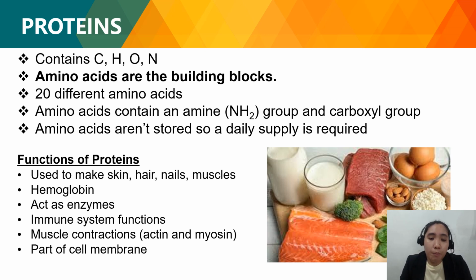And then, for the functions of your protein, they are basically found in your skin, your hair, your nails, and your muscles. They are also found in your hemoglobin. They also act as enzymes. They also have functions in your immune system. They are also responsible for your muscle contractions, especially your actin and myosin filaments. And then, of course, they are part of your cell membrane.